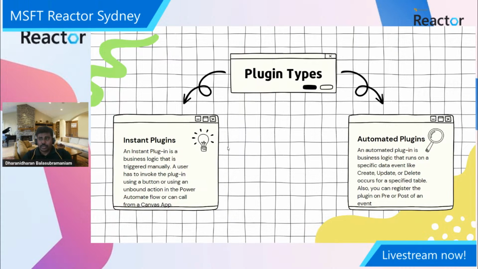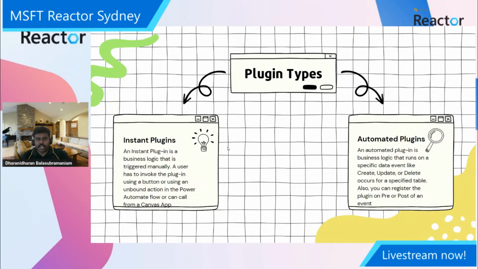Also, you can register the plugin on the pre-operation or the post-operation of an event. For example, in the pre-operation of a contact, if you want to perform some operation, or in the post-operation of a contact, if you want to perform some operation. So if you want to have some validations, you can keep them on the pre-operation of a contact create and update. Or once the contact gets created, if you want to send out an email notification to some admin saying that a new contact or new case has been created, then those things you can keep on the post-operation.